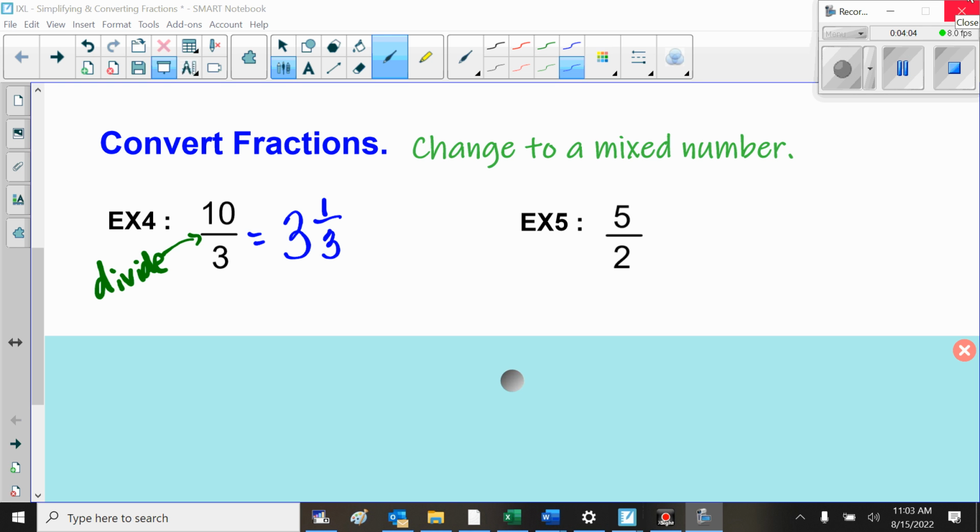So 5/2, what did you get? 2 1/2. Very good. So we said, how many times does 2 go into 5? 2 times, right? How many left over? 1. And then the denominator stays the same. Very good. And we get 2 1/2.